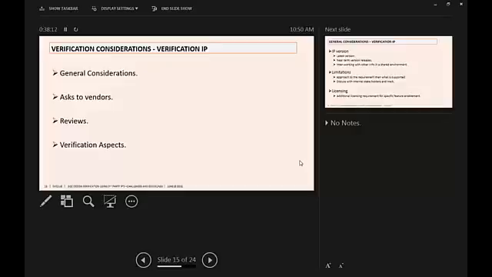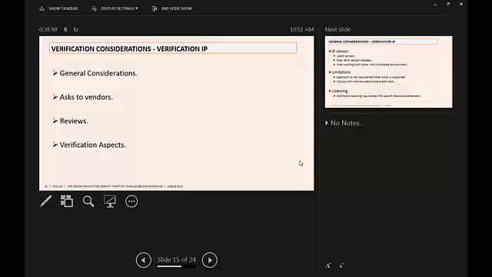So I've divided this verification consideration with a third-party VIP, or verification IP, which can be a UVC or any BFM, into 4 categories. One is the general consideration. Here's the situation: we have been assigned to verify some IP. We are going to own it, and the management said that we are going to buy the verification IP from a different vendor. So what are the things that come to mind from a verification perspective? That will be covered in the general consideration.